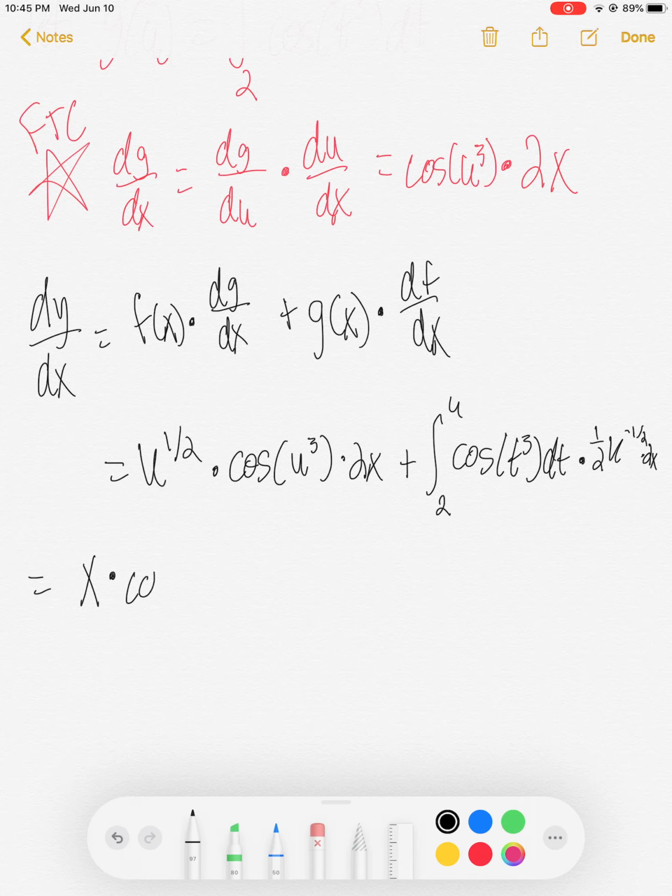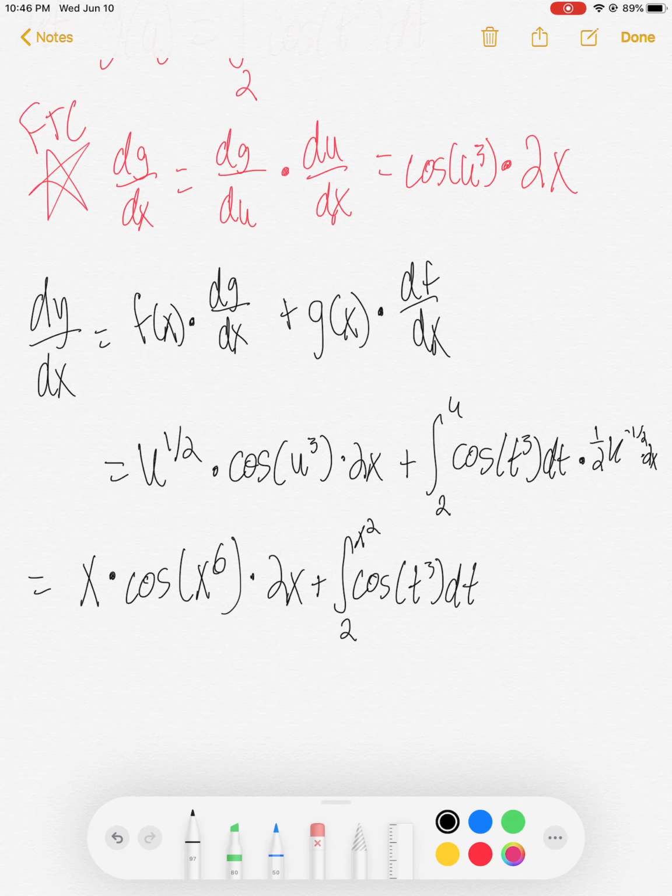Okay, so let's go ahead and start making these substitutions. Well, u is x squared, which means that u to the 1/2 is just x. In fact, we already wrote that out down here. The square root of u is x. So u to the 1/2 is just x, times cosine. Okay, well, u cubed, that's just x to the 6th, times 2x.